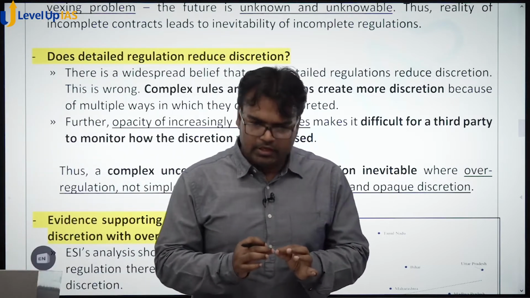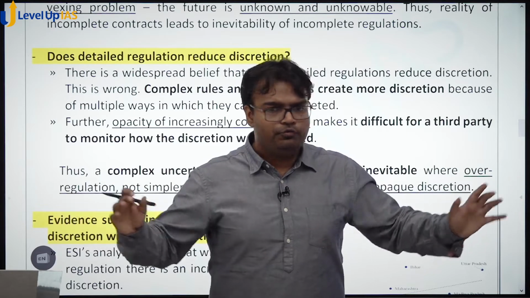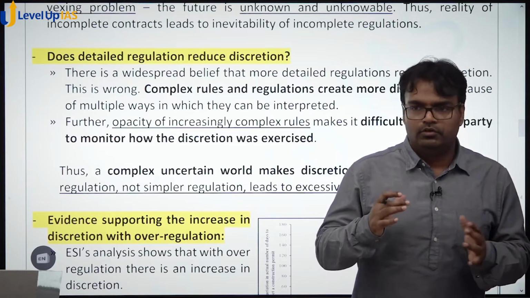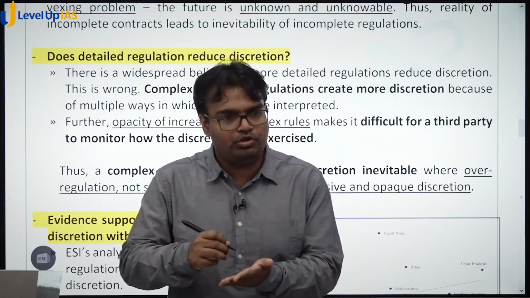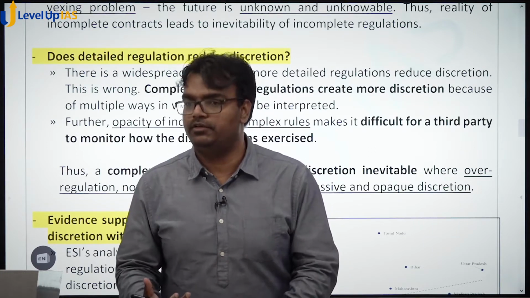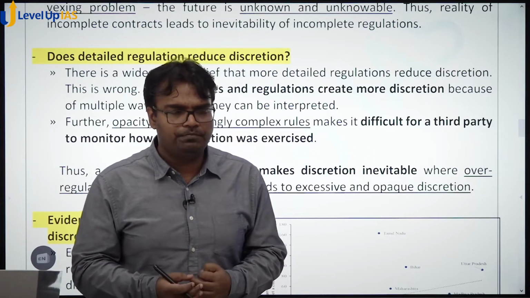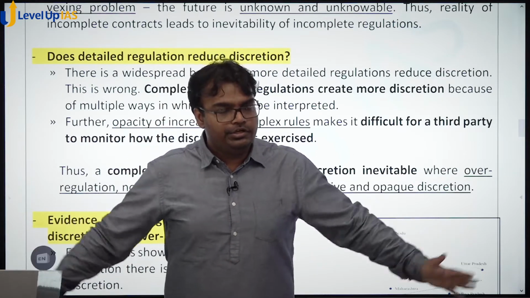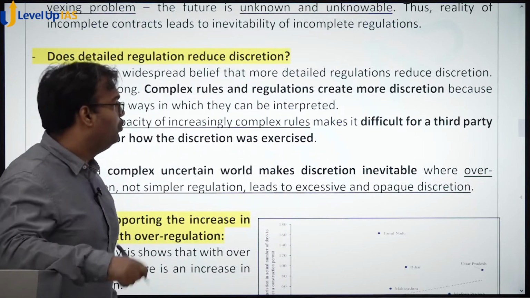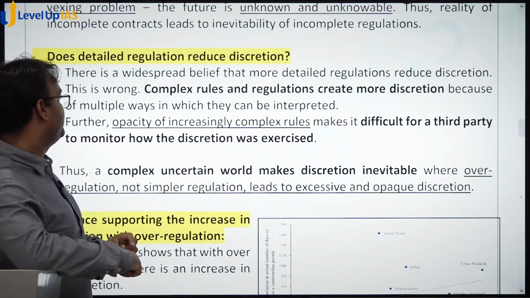If we make our regulations detailed, if we cover each and every dimension of the topic, will it reduce discretion? That is, will the regulatory bodies be able to function everything as per the book? And will there be less chance of them doing things at their own discretion? Because when they do things at discretion, there are chances that they may be involved in corruption. So will detailed regulation reduce discretion? The Economic Survey of India is saying that no. Complex rules and regulations create more discretion. It does not reduce it.